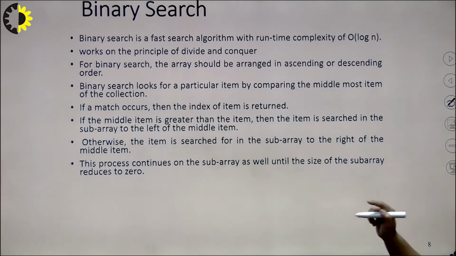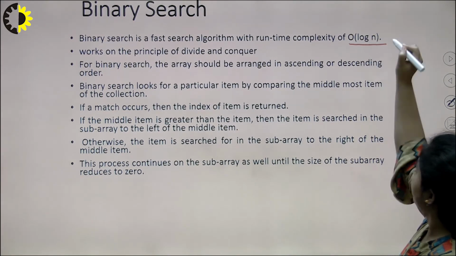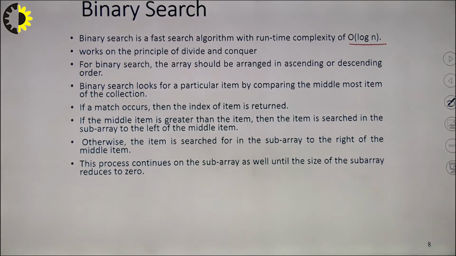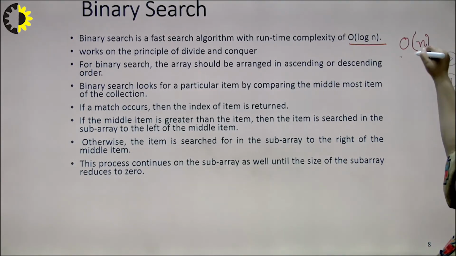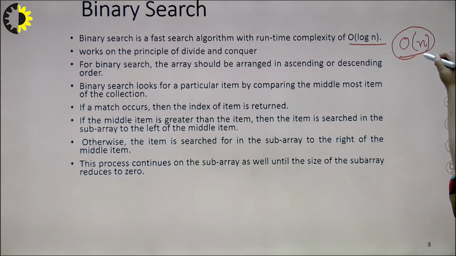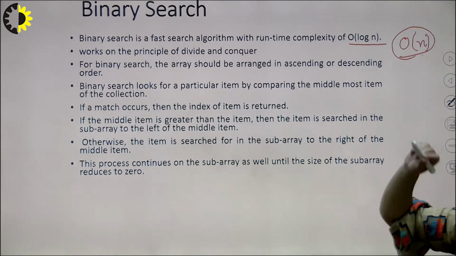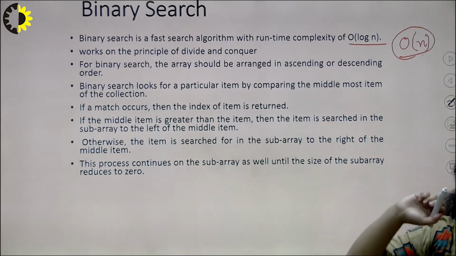That's why we say that binary search is a fast search algorithm. The runtime complexity of binary search is big O of log n, while that of linear search is big O of n. So linear search has the maximum searching time because n is greater than log n. That means binary search takes less time than the linear search algorithm.